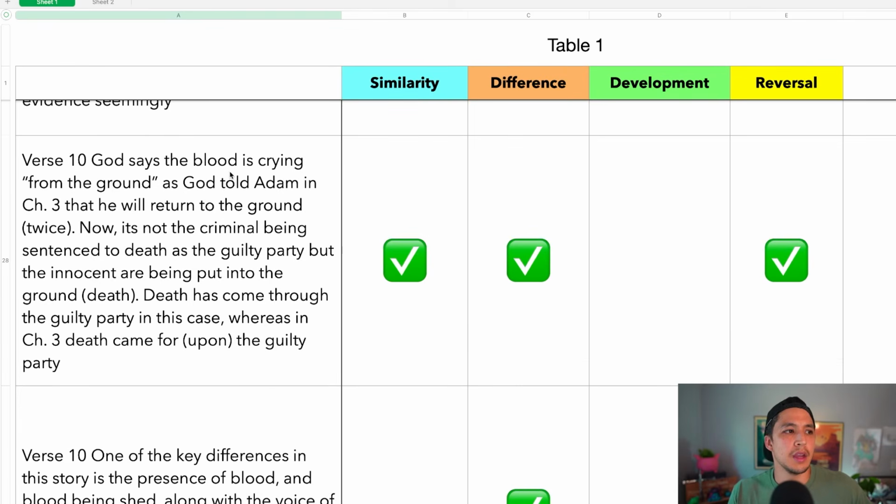In what ways do I find myself hiding and not giving myself completely over to God and thinking He doesn't know? In verse 10, God says the blood is crying from the ground. Just like God told Adam in chapter 3, He'll return to the ground. So seeing the ground play a different role in both stories.